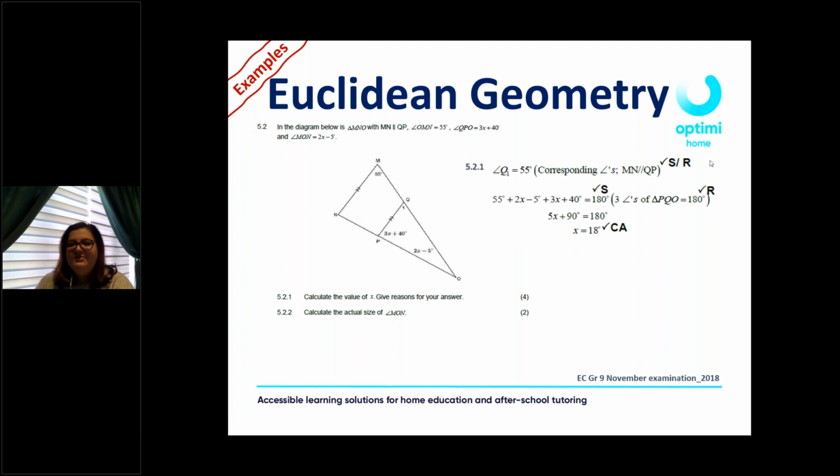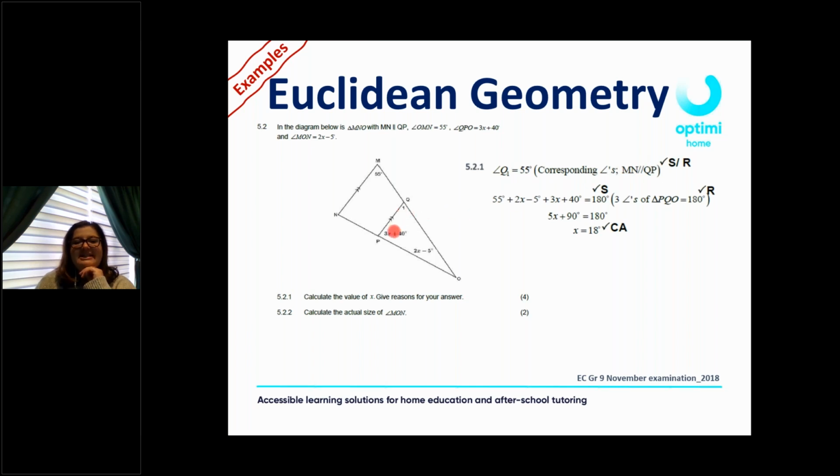So let's see how it is done. First off, you will see that they talk about Q1, which is 55 degrees. We can see that Q1 is 55 degrees because of corresponding angles or common angles, they have the same properties. And this is actually true because MN is parallel to QP. Here you get a mark for making the statement and your reason. So if you left out your reason, you wouldn't have gotten any marks. You would have lost out on this mark over here.